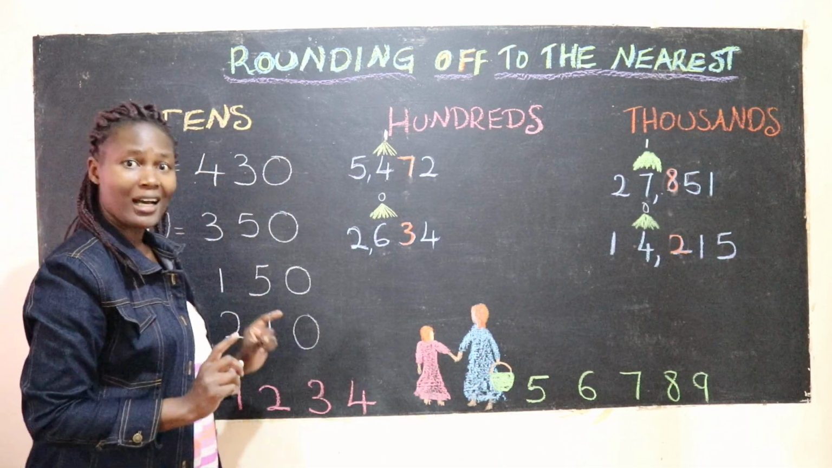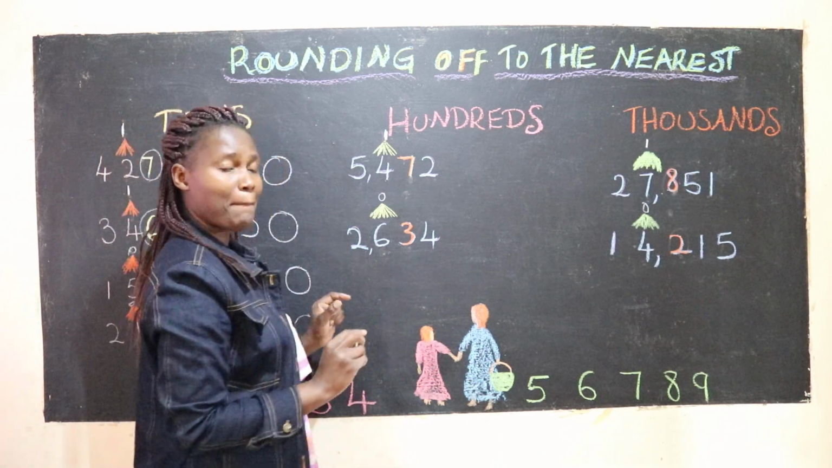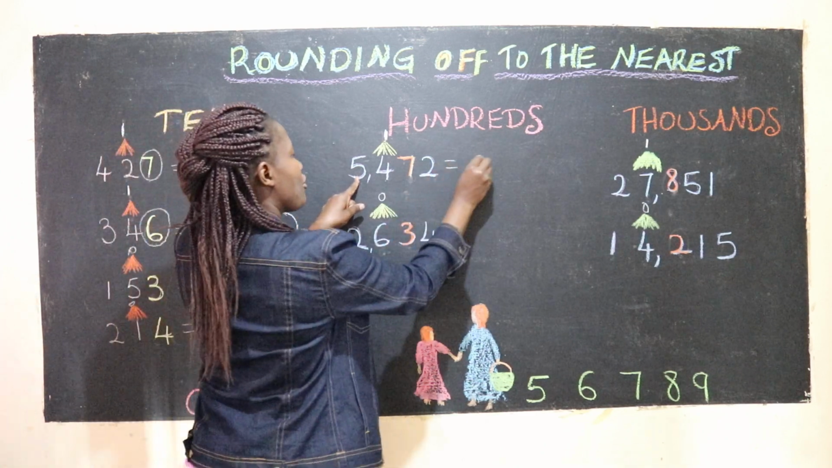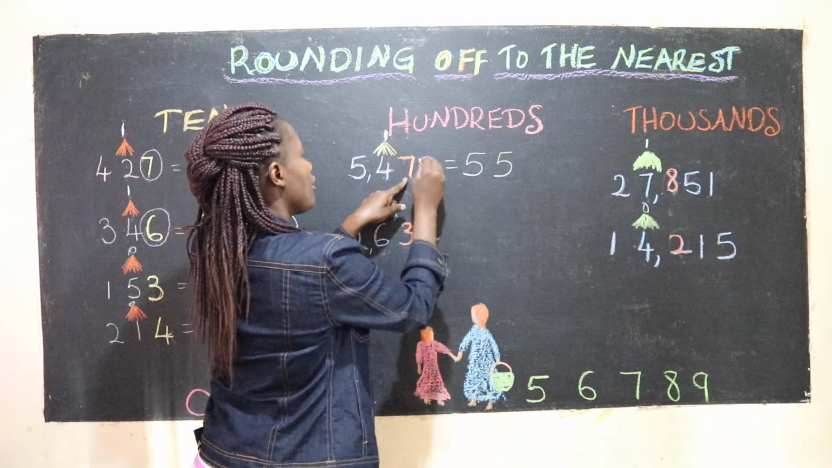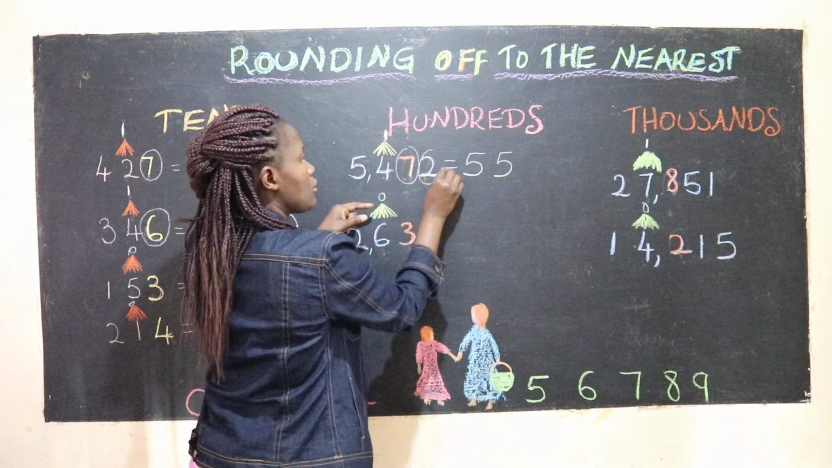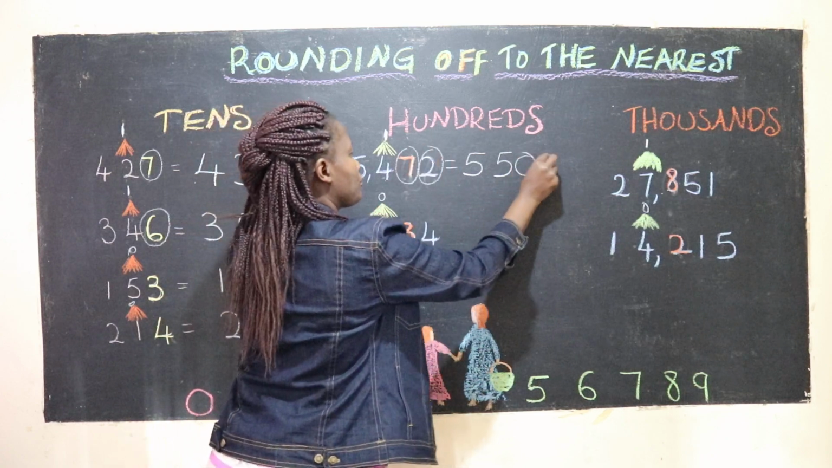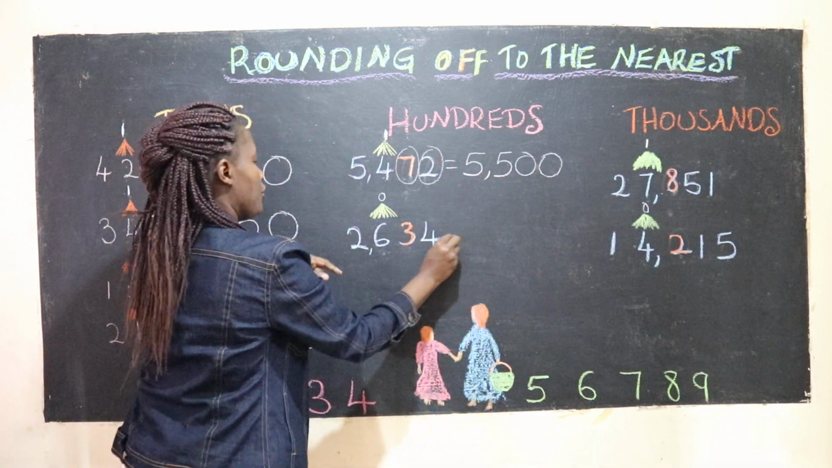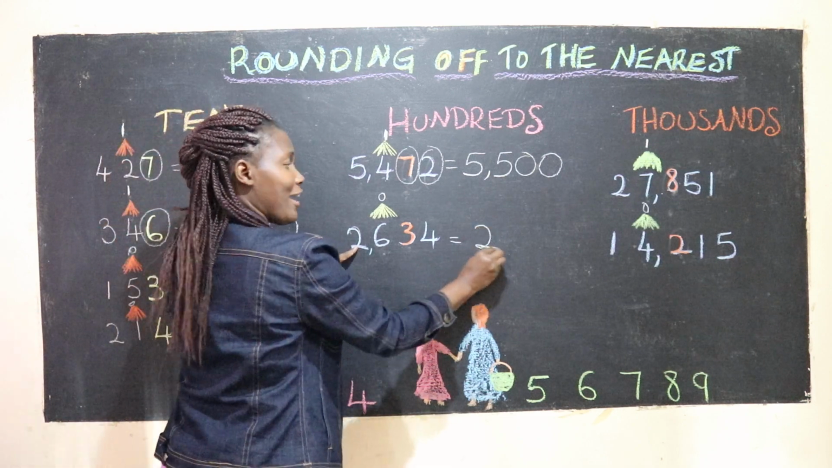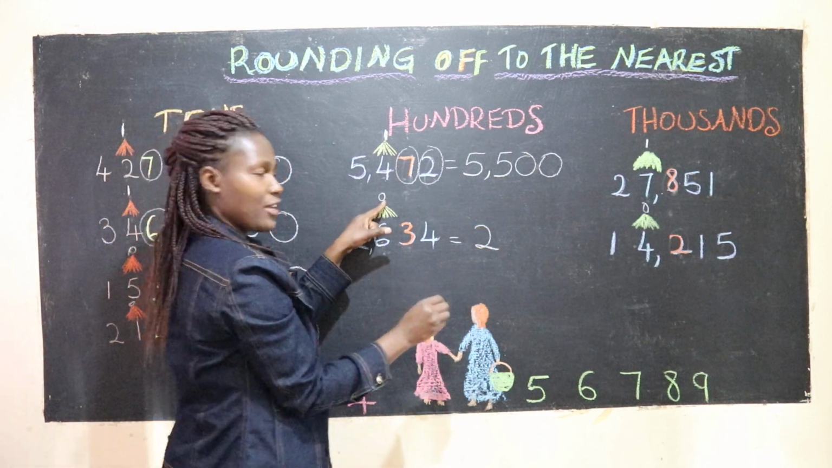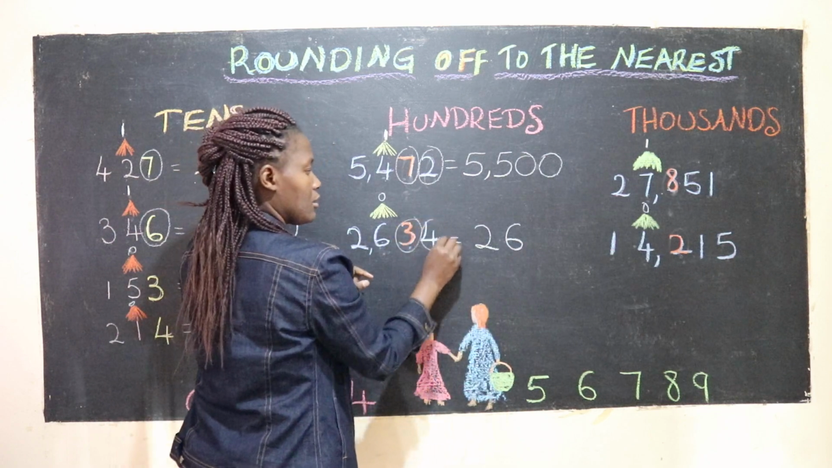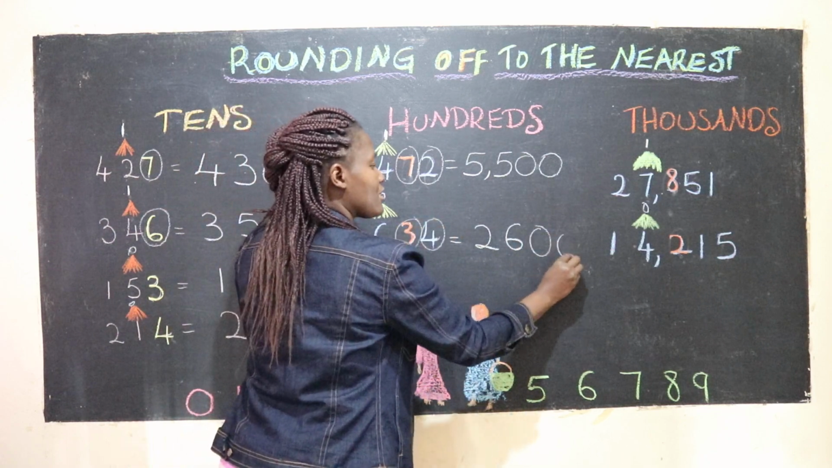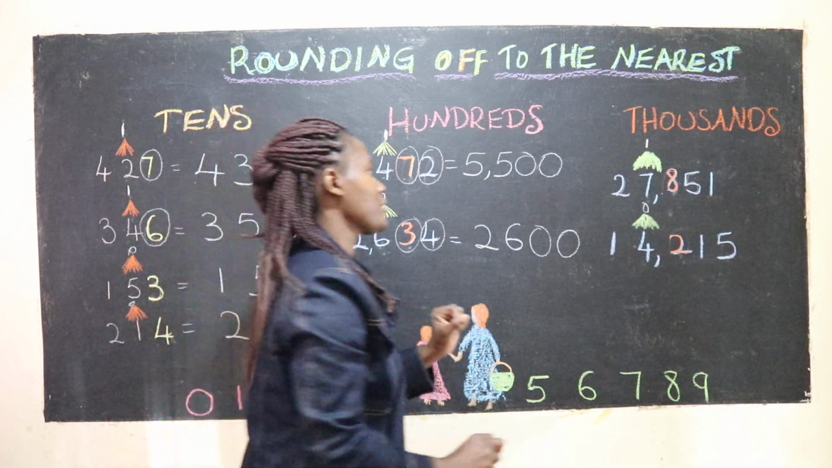And what about hundreds? What will be our new numbers? So we have 5, we'll write it. 4 plus 1 will be 5, and these two numbers will be gone. And this one, 2 will be there. 6 plus nothing will be 6. And these two numbers no longer existing will be zeros.